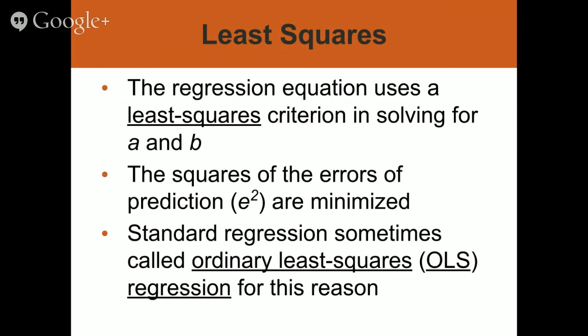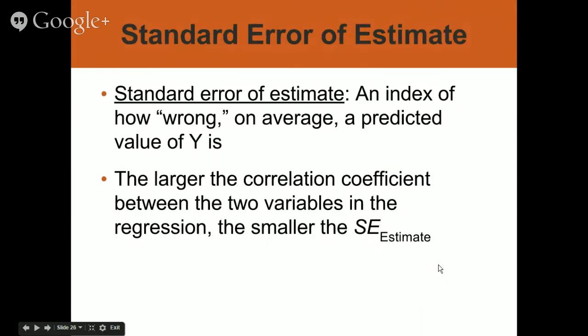This repeats what I just said. The squares of the errors of prediction are minimized. So this is why we sometimes call this ordinary least squares regression.